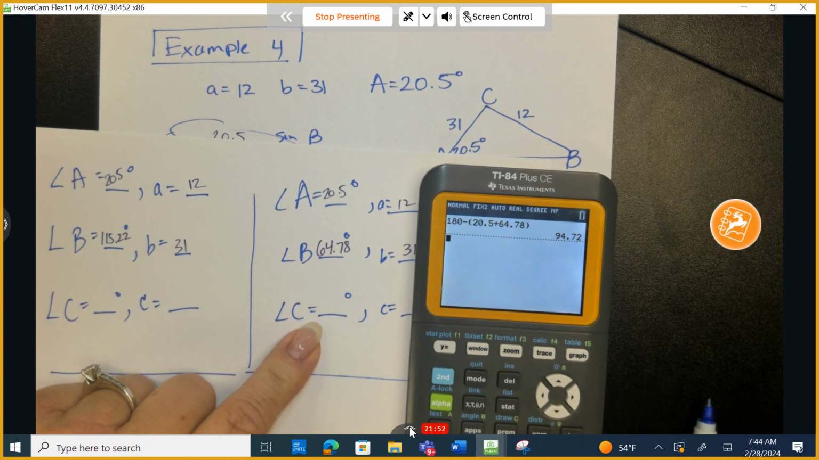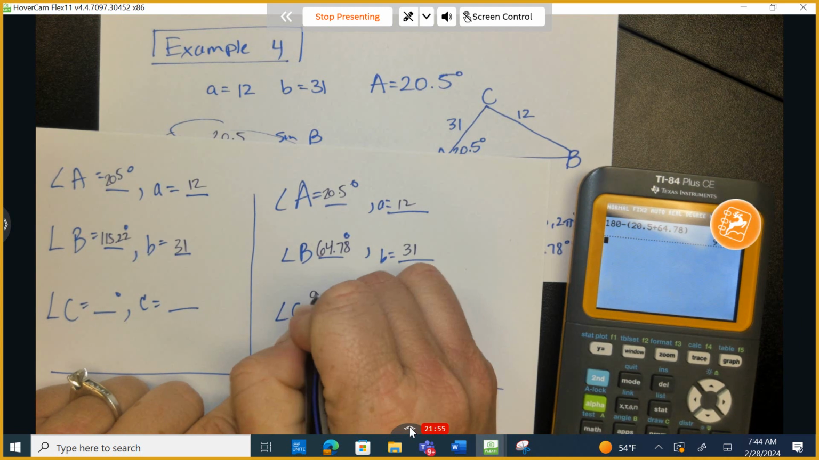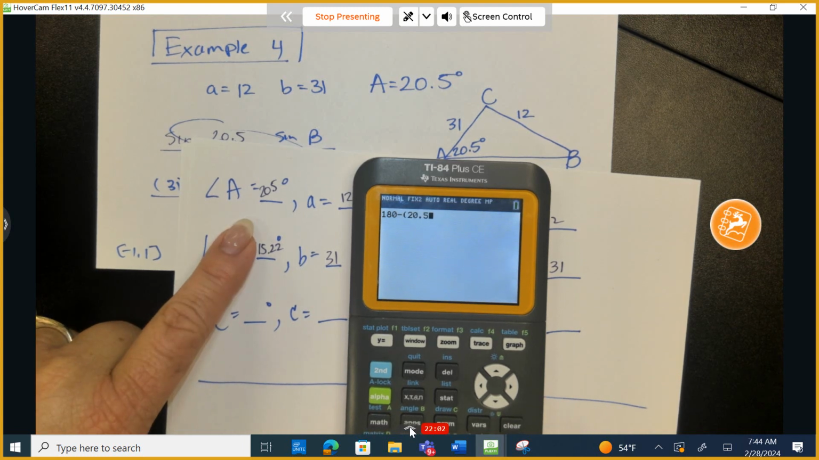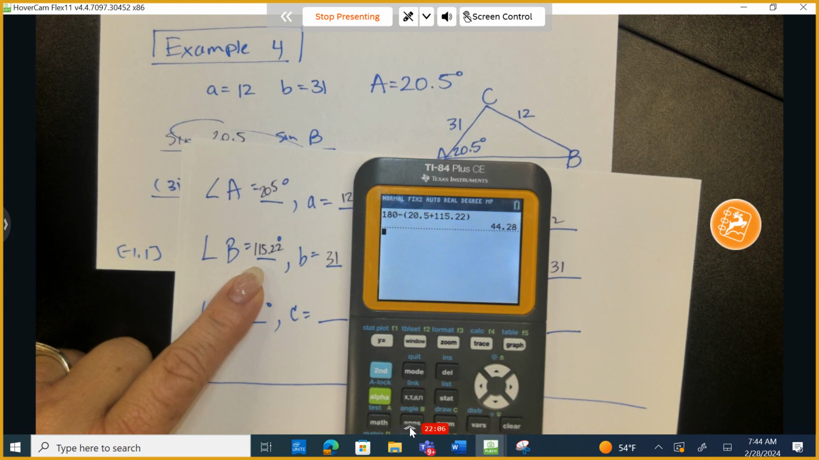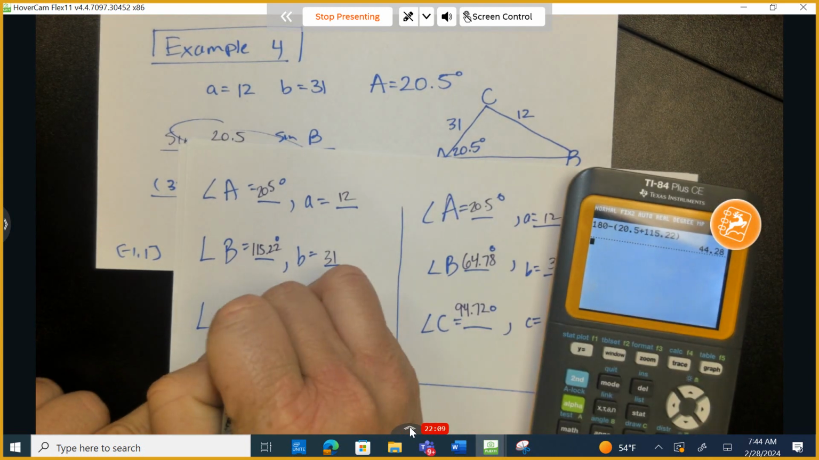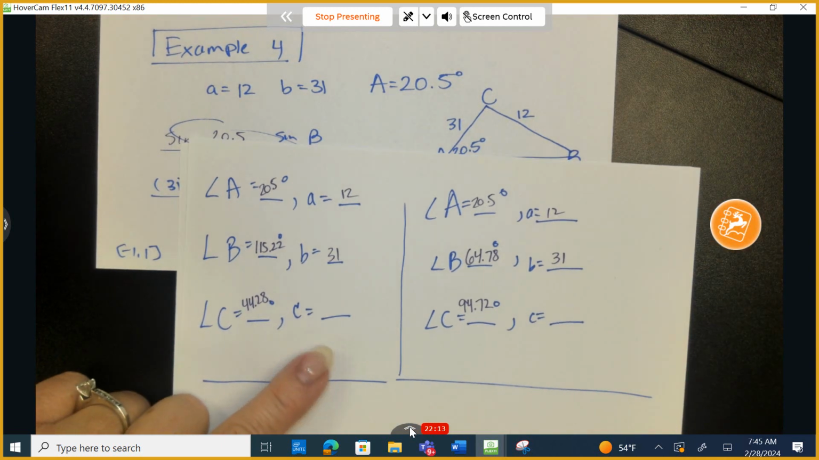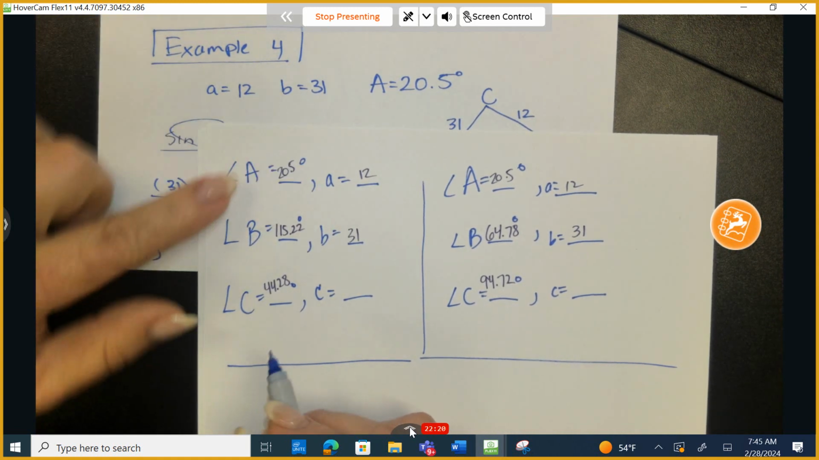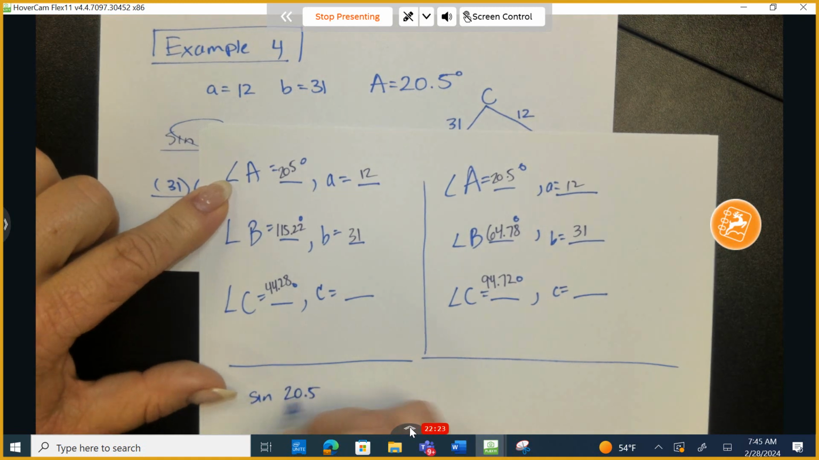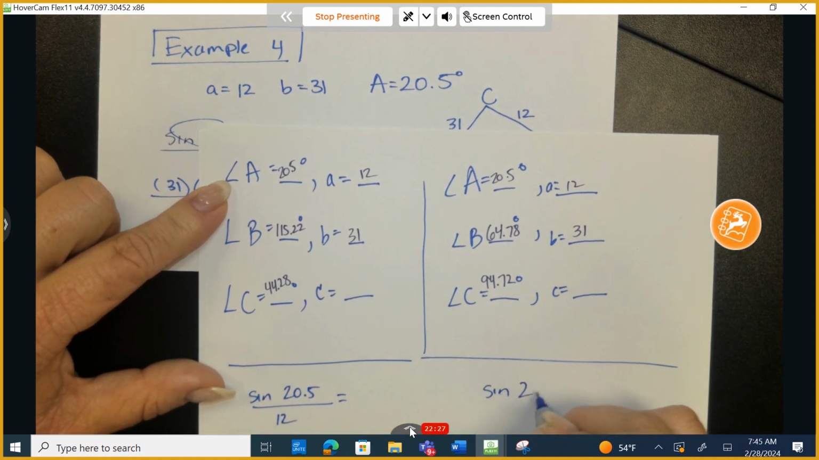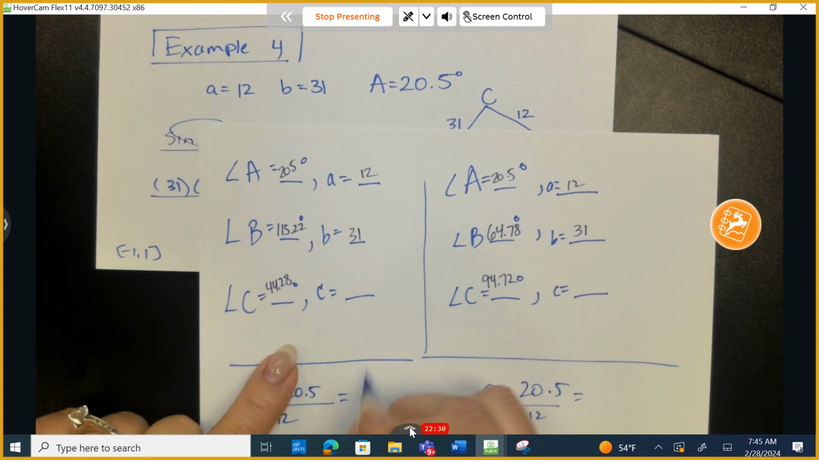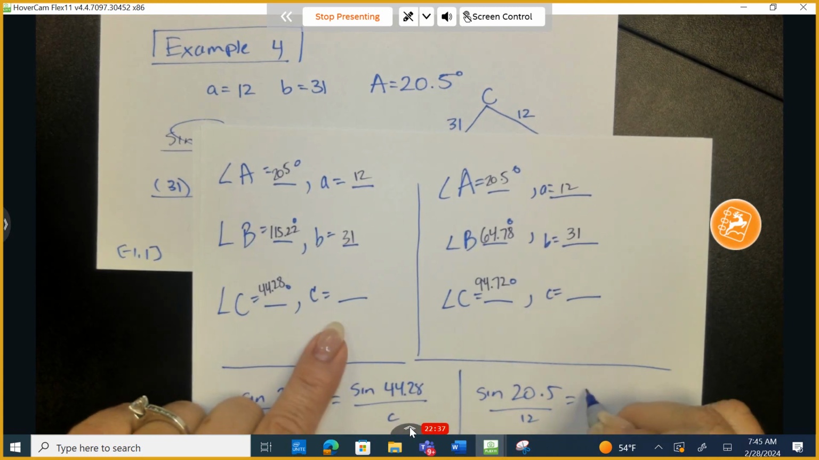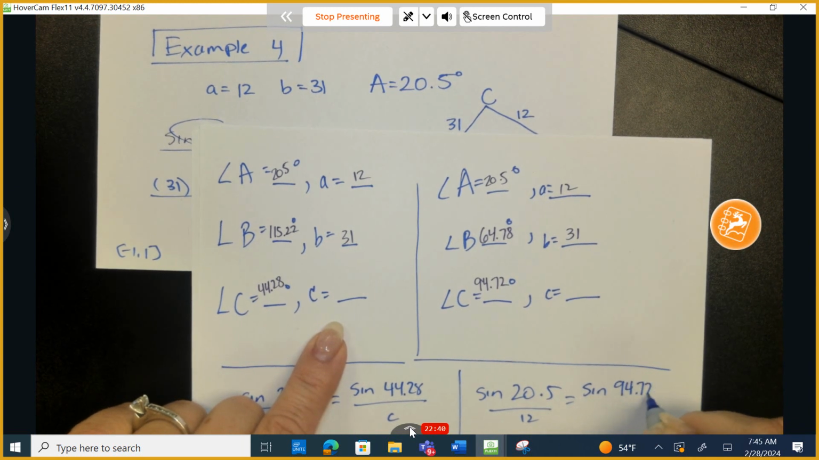Okay, so this is 94.72. 180 subtract 20.5 plus 115.22. This is 44.28. Okay, so real quick, I'm going to do law of sines with this one. We're going to use what we're given. So we are given A. I'm going to have the sine of angle A over side A equals, and over here I'll do the same thing, over the sine of angle C, 44.28, over side C.